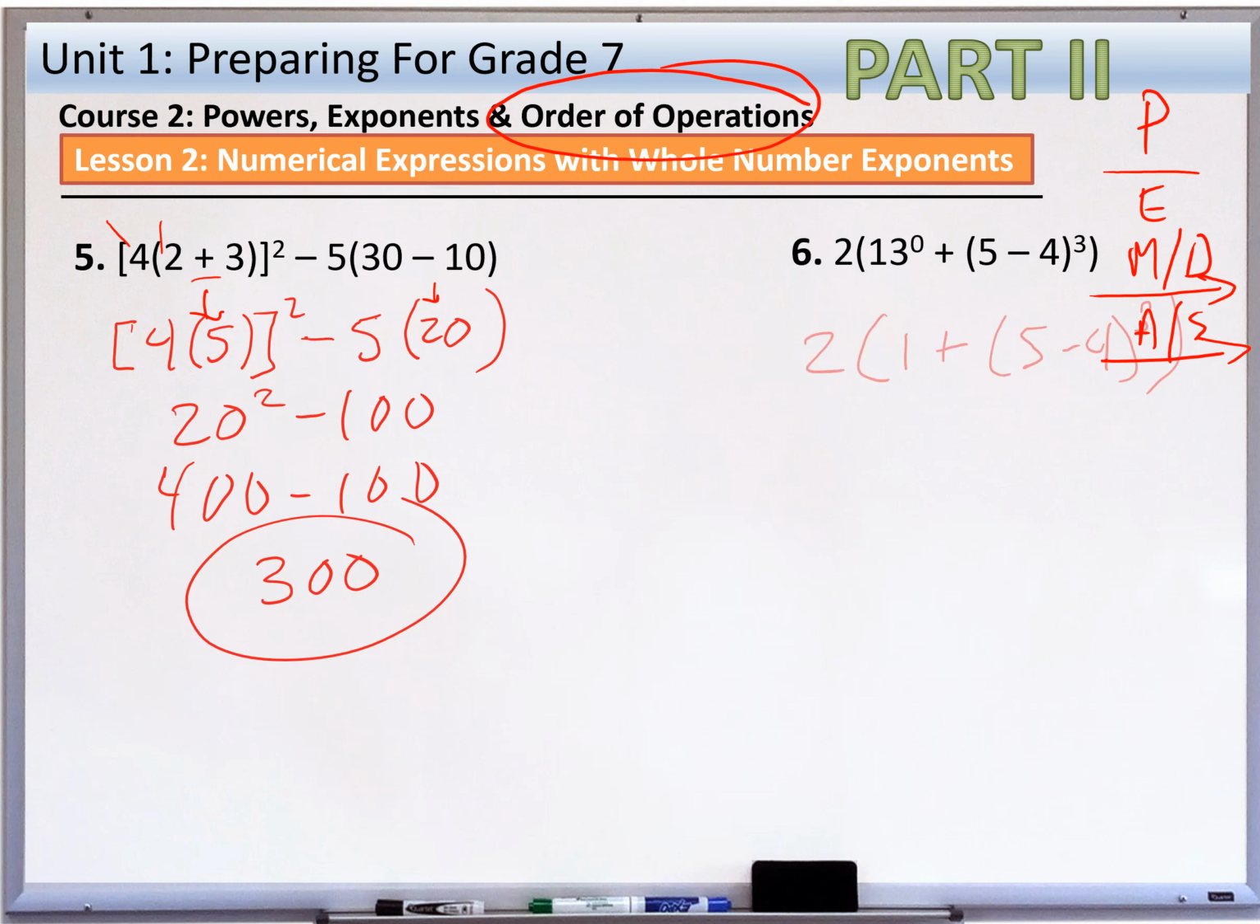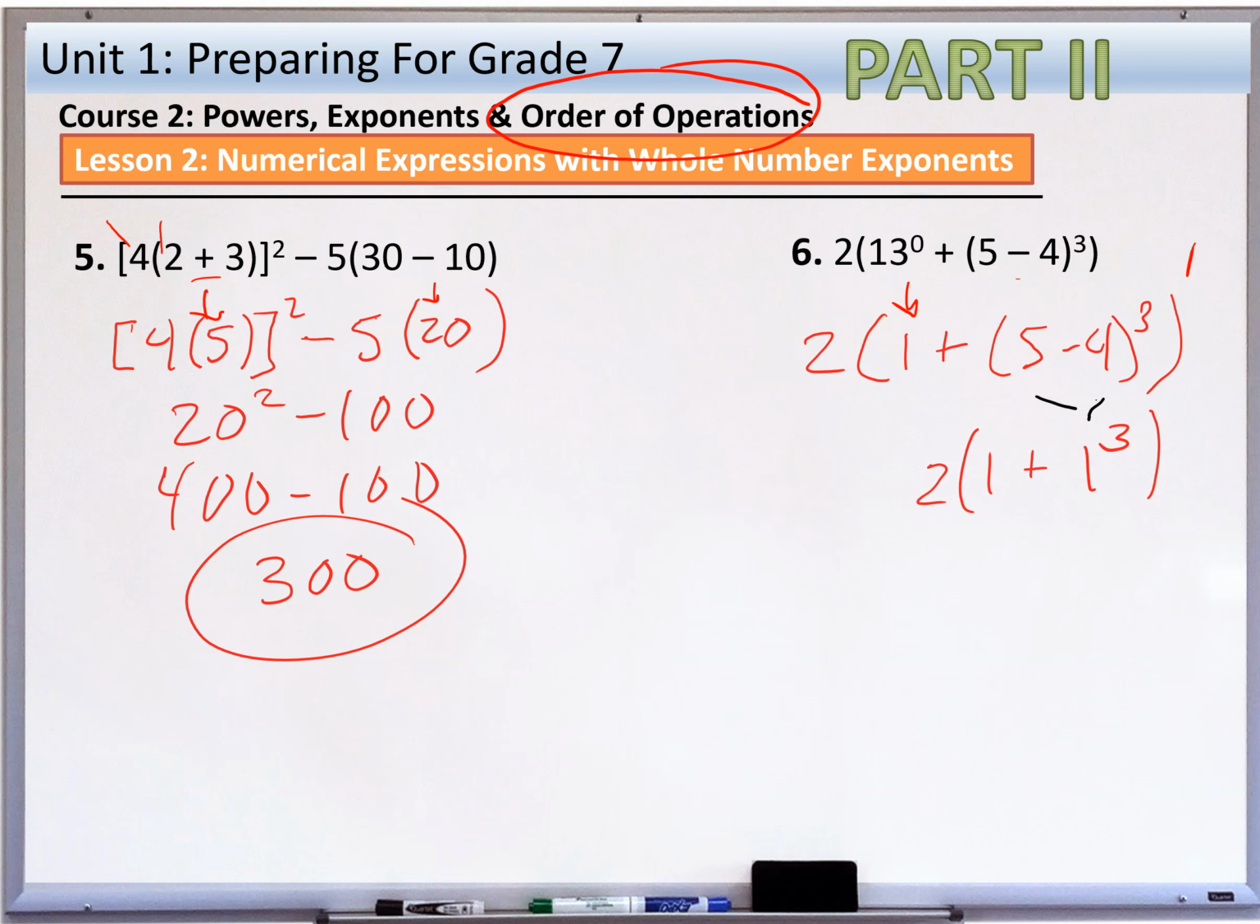The next one, we have 13 to the power of 0. Well, we'll start here. 5 minus 4. Actually, no, I'm sorry. Exponents first. 13 to the power of 0 gave me 1. And that's all I did for the first step. And then I did 5 minus 4, which gave me 1. So I have to take that to the power of 3 when I'm done. And I just bring the rest of that down. I'm still inside parentheses. So I had 1 plus 1 to the power of 3, which is 1.